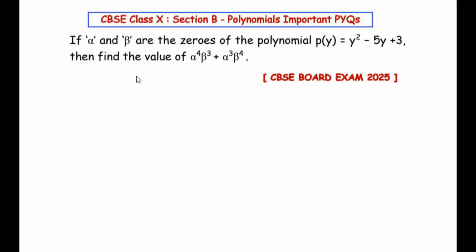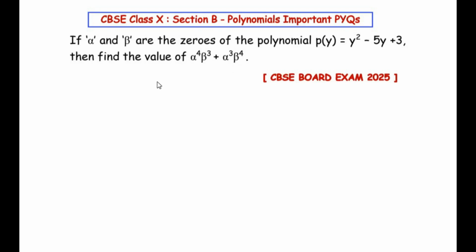In this video we are going to solve a 2-mark question from the Polynomials chapter. If alpha and beta are the zeros of the polynomial p(y) = y² − 5y + 3, then find the value of α⁴β³ + α³β⁴.